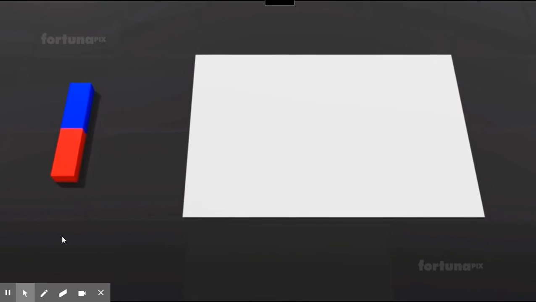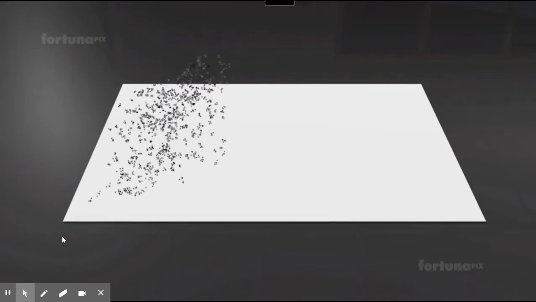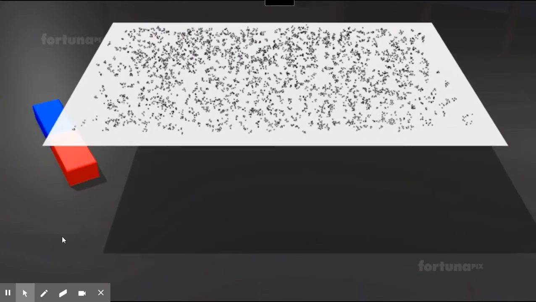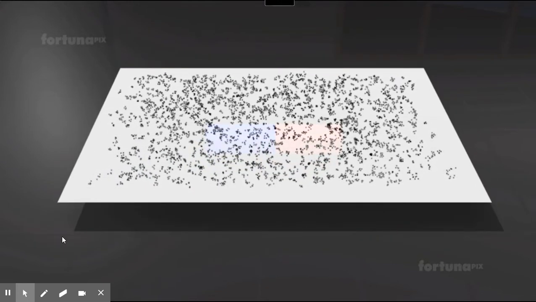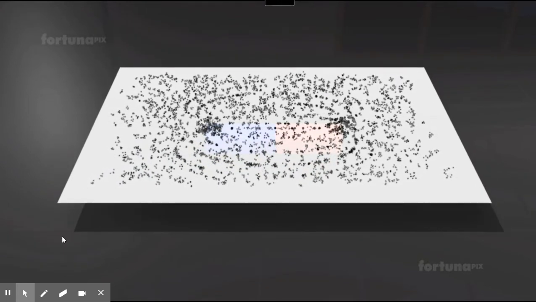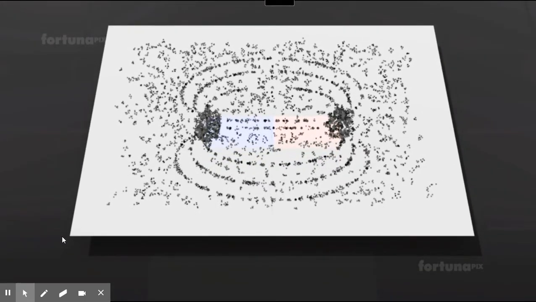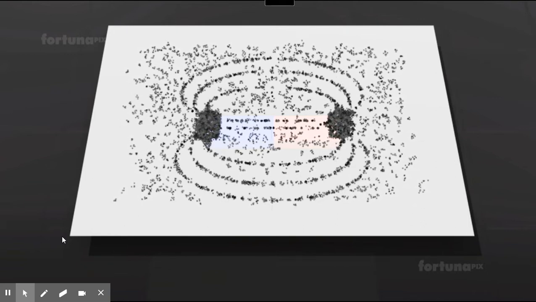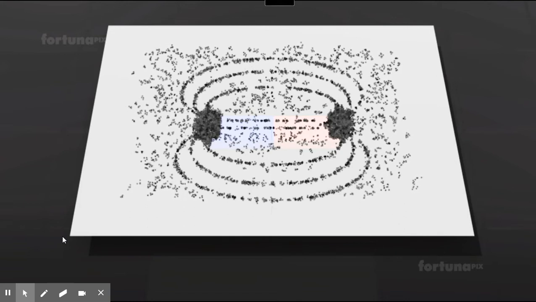Let's do another experiment. This one to test magnetic strength. Sprinkle some iron filings on a piece of paper and hold the paper over a magnet. The iron filings begin lining up in a specific pattern around the magnet. You will see more iron filings at the poles, indicating their magnetic strength is stronger in that region. Around the magnet where the magnetic strength is weaker, you'll see loops of iron filings.